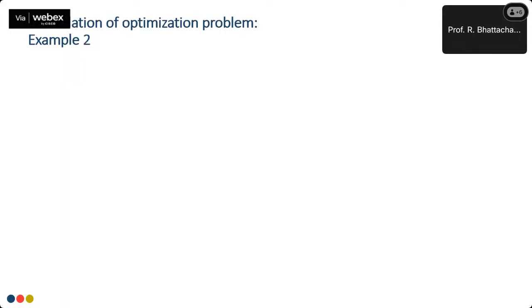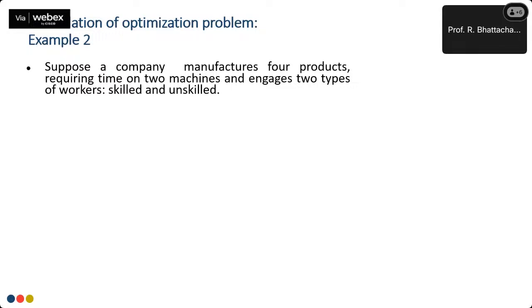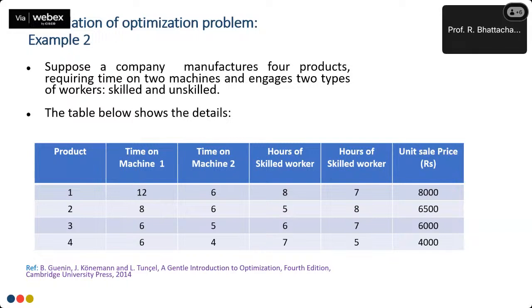I pick up another simple example, slightly more difficult and more practical. Suppose we have a company that manufactures 4 products requiring time on 2 machines and engages 2 types of workers, skilled and unskilled. Their engagement is shown here. There are 4 products, 1, 2, 3, 4, and the machine time on different products for machine 1 is given here. Machine time on machine 2 for different products is given here. And the hours of skilled worker that we want to spend on a machine is given. Hours of unskilled worker, sorry for the mistake, this one should be unskilled. And the unit sell price is given. So this table is given to us.